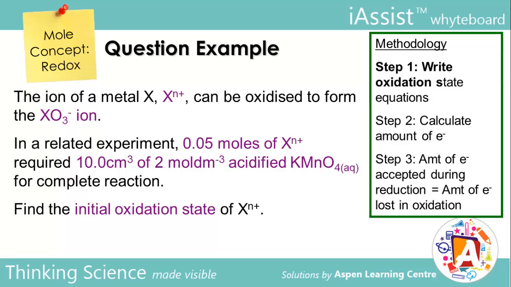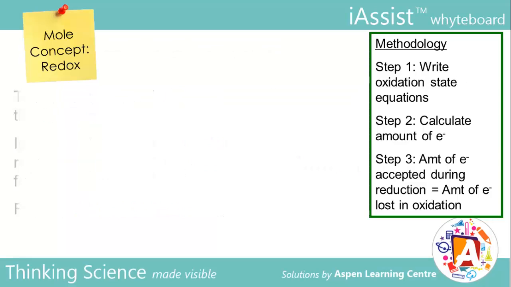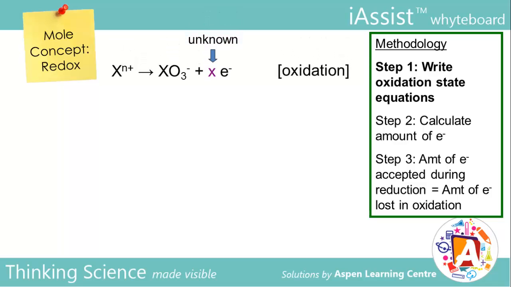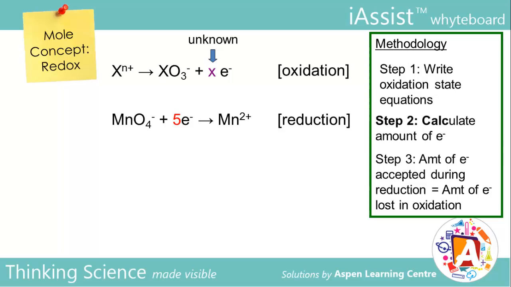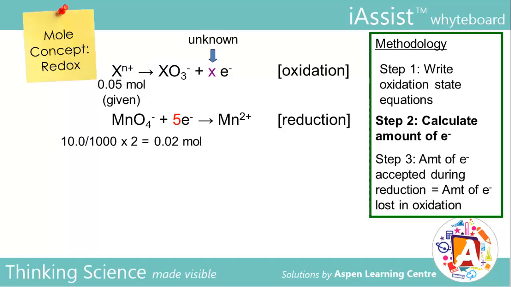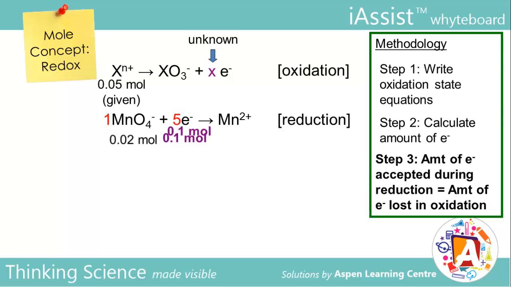Remember, the first step is to write out oxidation state equations. We know that Xn+ is oxidized to XO3-, so MnO4- will be reduced. Using information given, the amount of Xn+ is 0.05 moles and the amount of acidified KMnO4 reacted is 0.02 moles. As the ratio of KMnO4 to electrons accepted is 1:5, the amount of electrons accepted would be 0.1 moles, which is equivalent to the amount of electrons lost during oxidation.